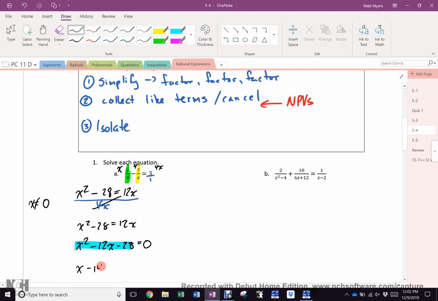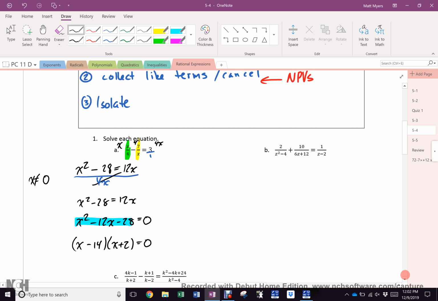X minus 14, x plus 2. What then is the answer? 14 and negative 2. And of course you can check it if you want.